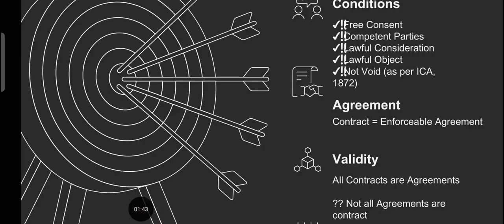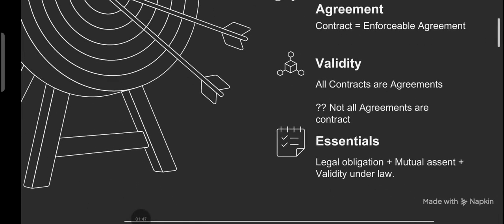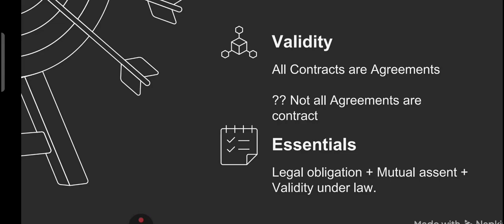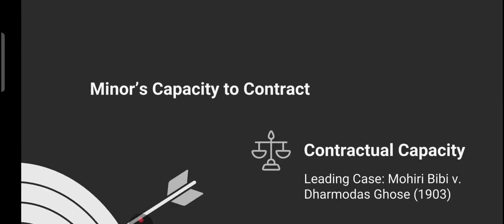Now friends, finally, the essentials of a contract include a legal obligation, a mutual assent of parties, and recognition under the law. So a well recognized, well structured contract is like hitting the bullseye. It aligns intention, legality, and accountability. So these are the important points regarding contract. Now have a look at the next slide.